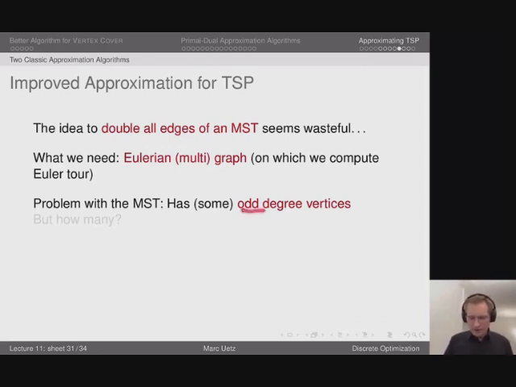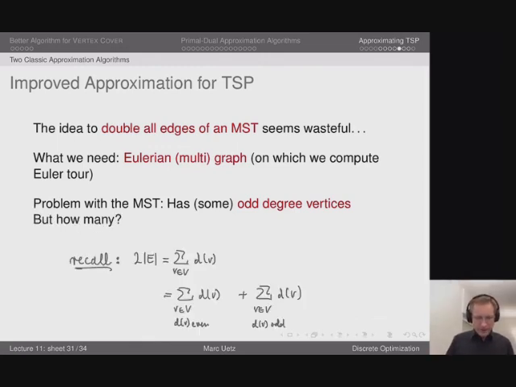So how many odd degree vertices can this minimum spanning tree have? And here you should remember something that is called the handshake lemma. So if I sum up the total degrees of all the vertices of this minimum spanning tree, I will have counted each of the edges precisely twice, once from each endpoint. So the total sum of all degrees therefore must be an even number. It's twice the number of edges.